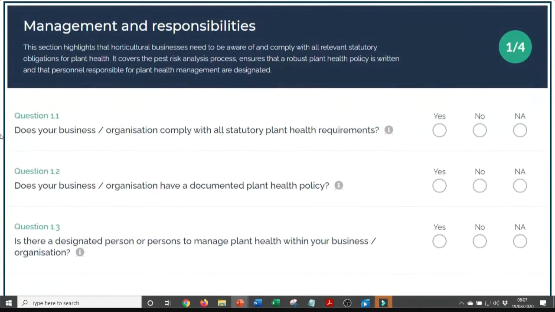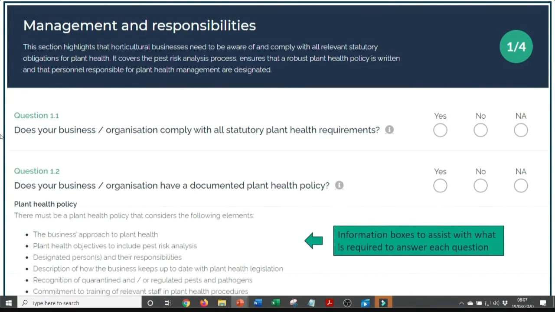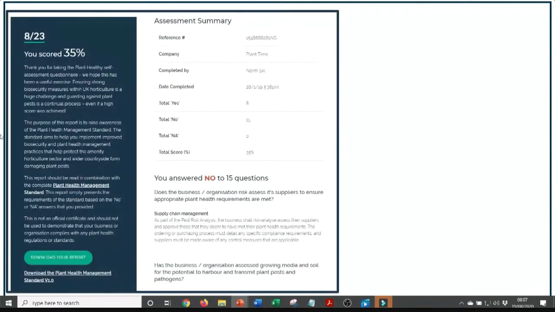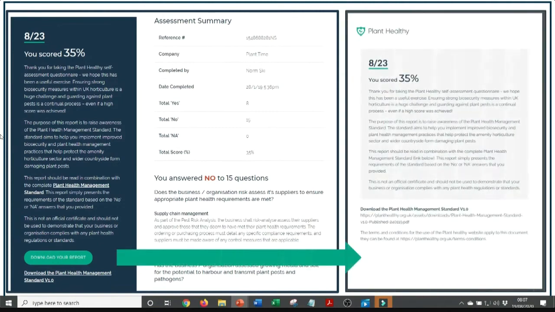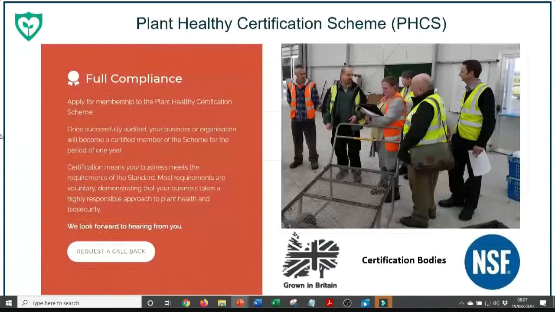Once you have registered for a free account, you will be prompted to answer a set of questions that help you apply the Plant Health Management Standard to your business or organization. There are information boxes that help guide you through the process and help you understand how to meet each requirement in the standard. Once you have completed the questions, you will receive a score and a free downloadable report that is designed to help you apply the standard to your business or organization.